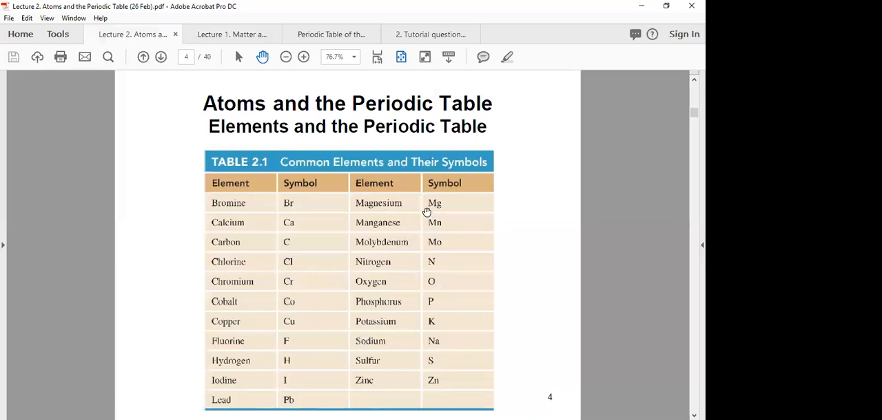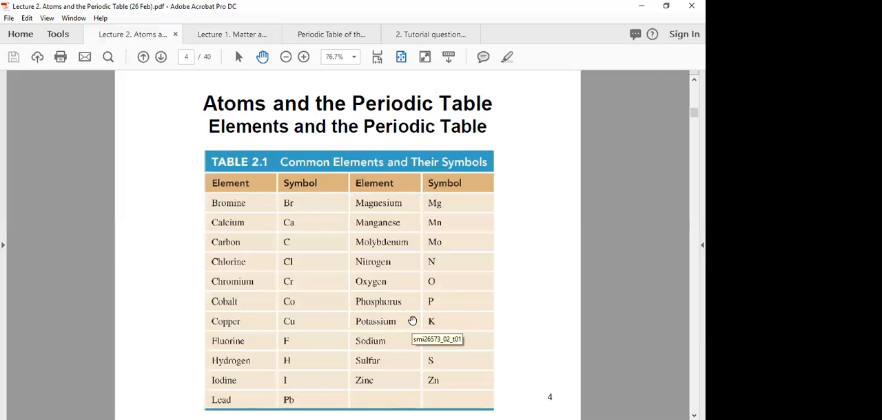Then we've got magnesium, Mg, manganese, molybdenum, nitrogen, oxygen, phosphorus, potassium. What about this one? Who remembers this? K. Why is potassium referred to as K? Obviously potassium is a very important one for agriculture, agronomy, viticulture and winemaking students. Any memory of this one?